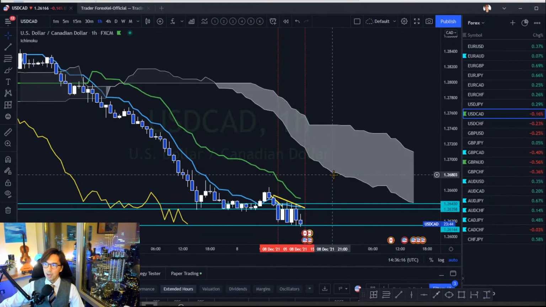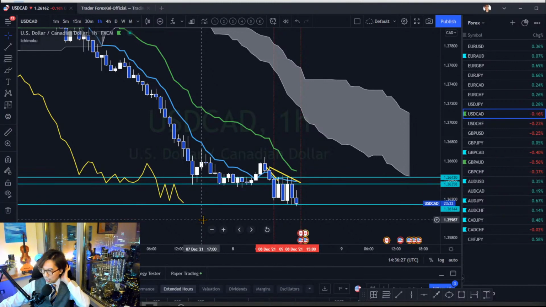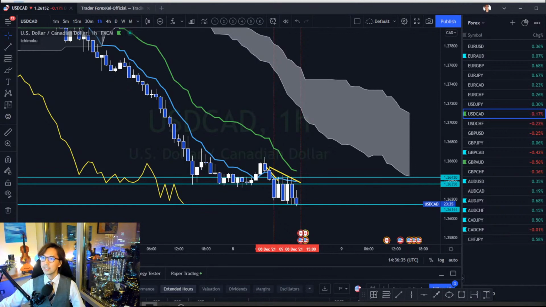But the reason this time I'm still holding the sell is because the Kumo Kijun-sen pointing downwards, and also Chikou span below the candles. So the market is showing bearish trend, and that's why I'm still keep holding this sell position. I hope that answered your question.